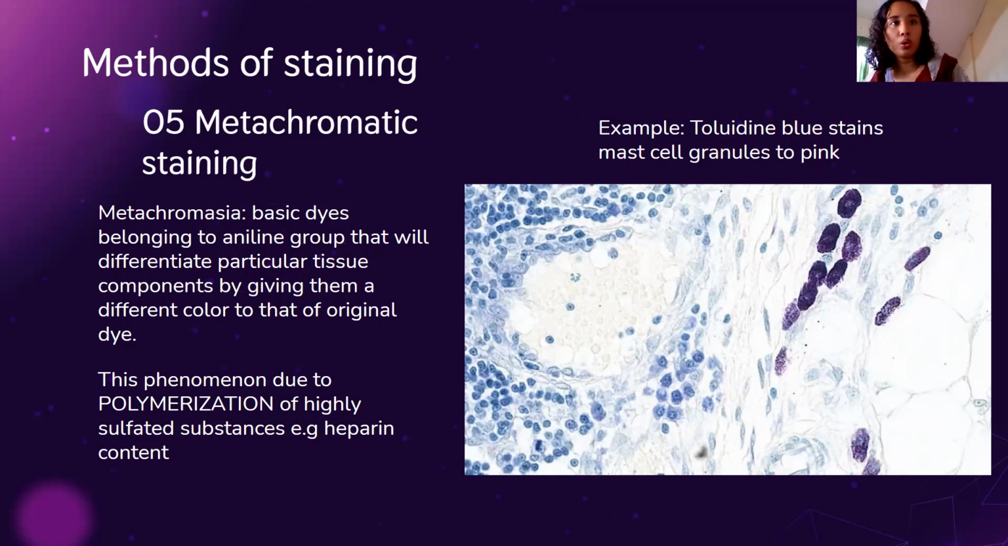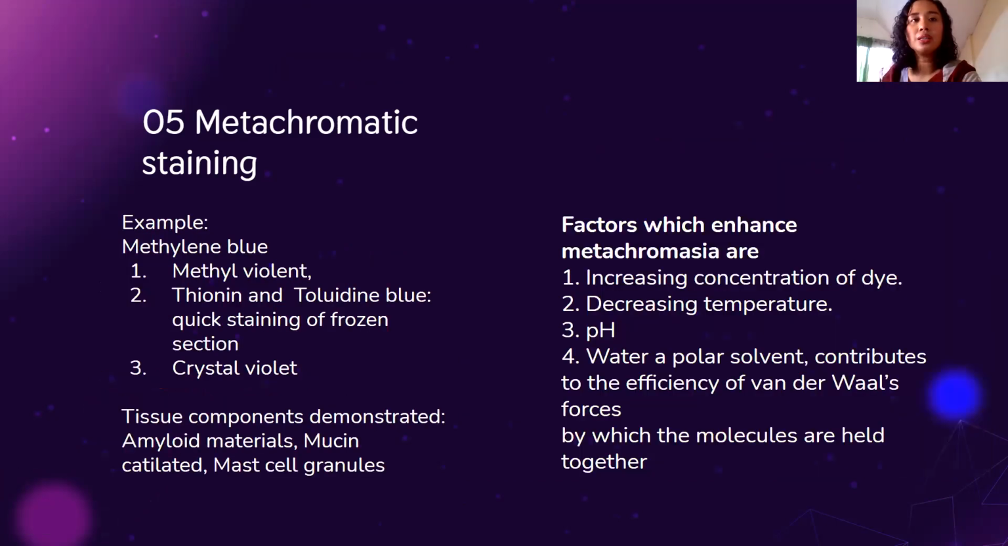Class, not all tissues undergo metachromasia. Mast cells, amyloid, highly sulfated substances, tissues with high heparin content, the mucopolysaccharides, amyloid, mast cell granules. Those are the tissues which produce metachromasia and will produce metachromatic staining. So toluidine blue is blue. However, once it comes into contact with muscle, it turns into pink. This happens due to polymerization. Your mast cell granules are highly sulfated. So the color changes once it comes in contact with certain types of tissues. Mast cell granules, amyloid, mucopolysaccharides have high heparin content.